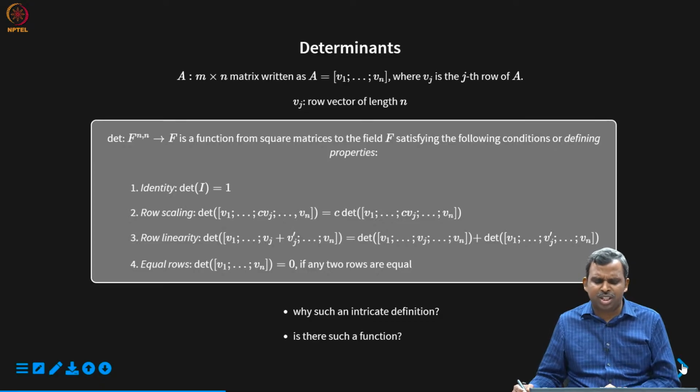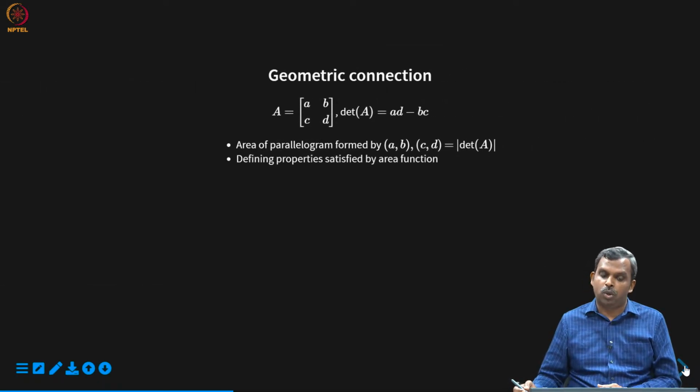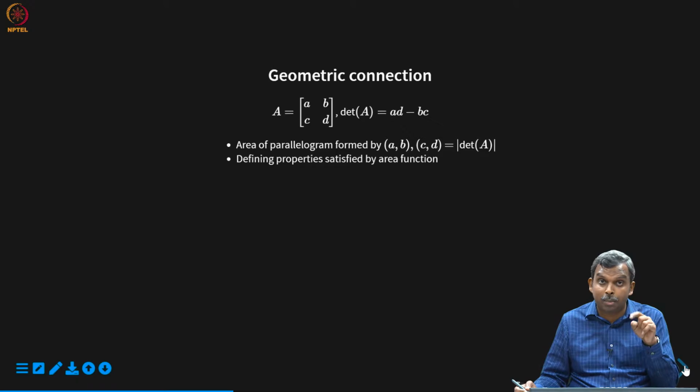And why this definition, there are lots of ways to motivate it. One interesting way to motivate it is through this geometric connection. We'll take small examples. I'll start with the 2 by 2 example, probably the simplest example. Of course, there's the 1 by 1 example, which is too trivial, so we'll leave that out. If you look at A B C D, it turns out you can define the determinant, which is AD minus BC. You may be aware of the formula. And that's equal to the area of the parallelogram formed by AB and CD.